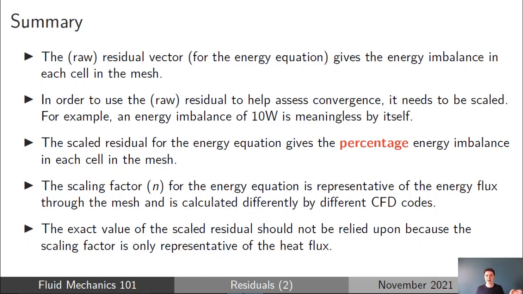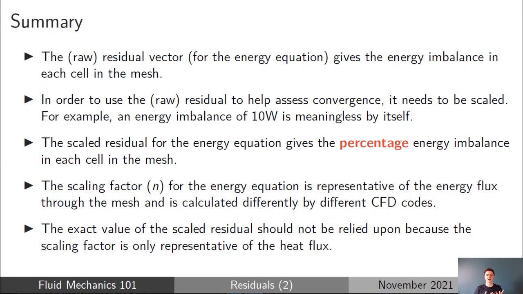If we have 10 megawatts of heat passing through our bar, then an energy imbalance of 10 watts means that actually we are very close to convergence. But if we've only got 100 watts of heat passing through our bar, then an energy imbalance of 10 watts in a particular cell is very large, and we're clearly not close to convergence. And what we're doing by scaling the residuals is giving us a percentage energy imbalance in every cell in the mesh. And then we can use the techniques that we used in the previous talks to get a representative residual for all of the cells in the mesh by using some normalization, say the L1 norm or the L2 norm, for example.